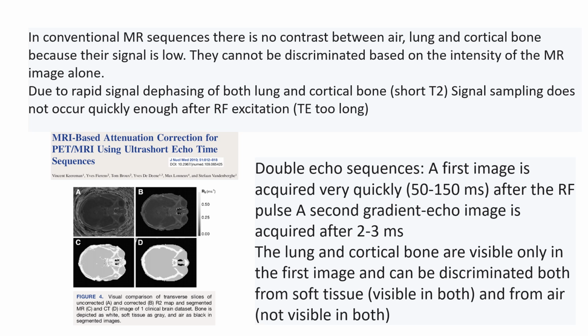So, double echo sequences are used. A first image is acquired very quickly, between 50 and 150 microseconds after the radiofrequency pulse, and the second gradient echo image is acquired after 2 or 3 milliseconds. In the image we see that the lung and cortical bone are visible only in the first image and can be discriminated both from soft tissue, visible in both, and from air, not visible in both.